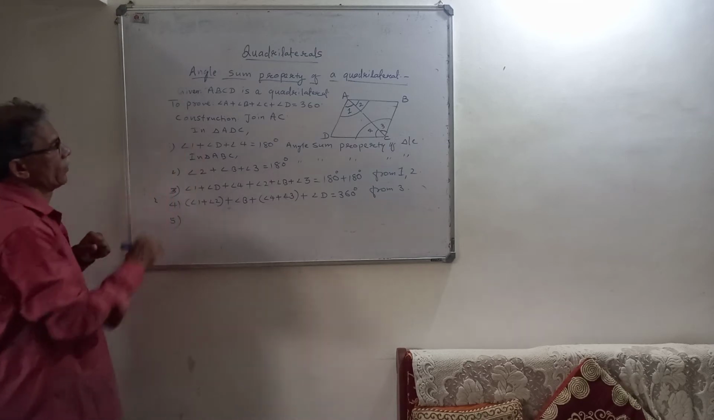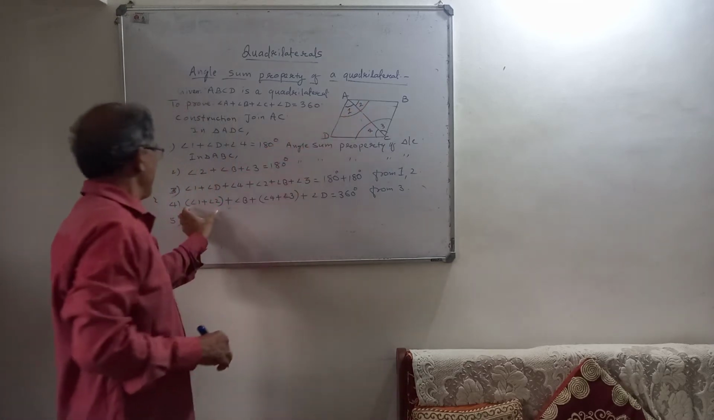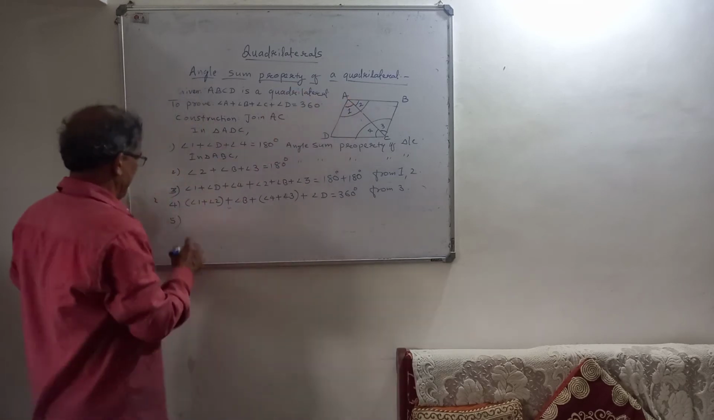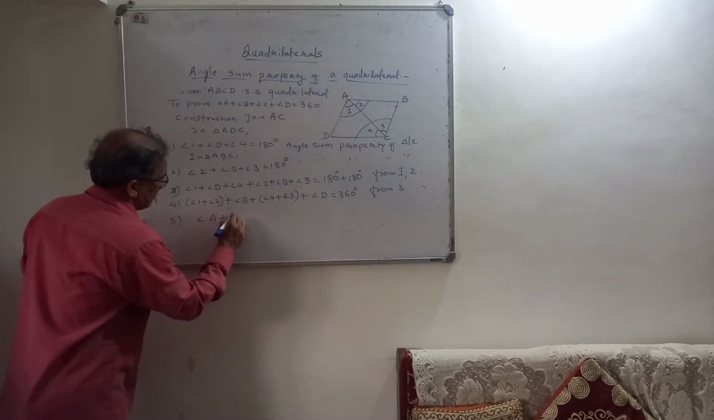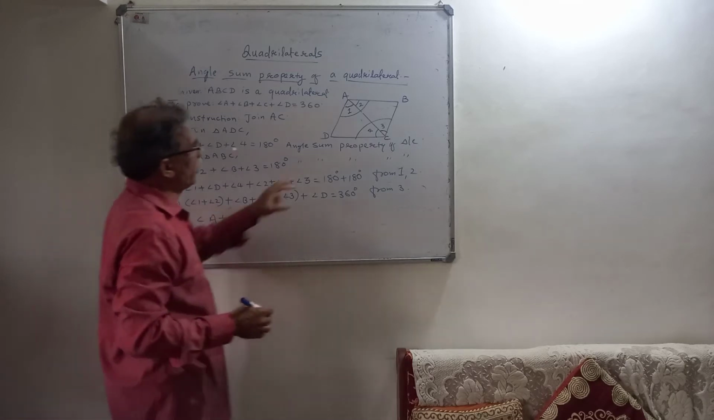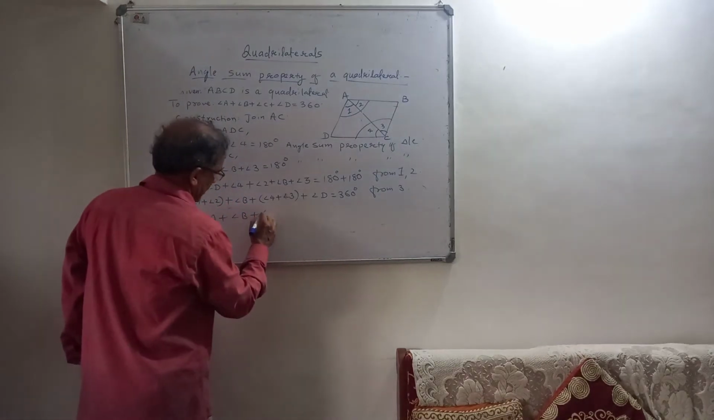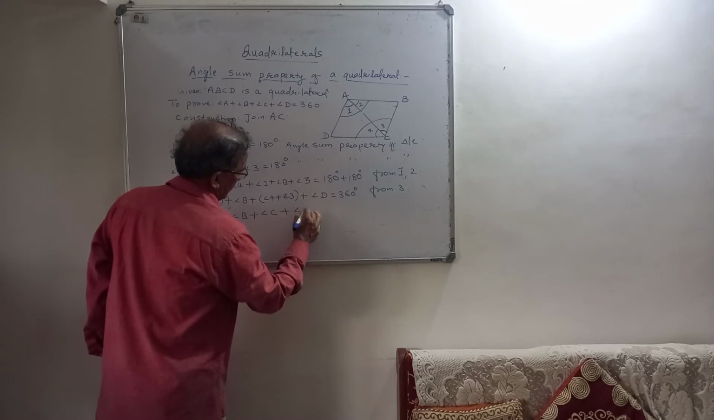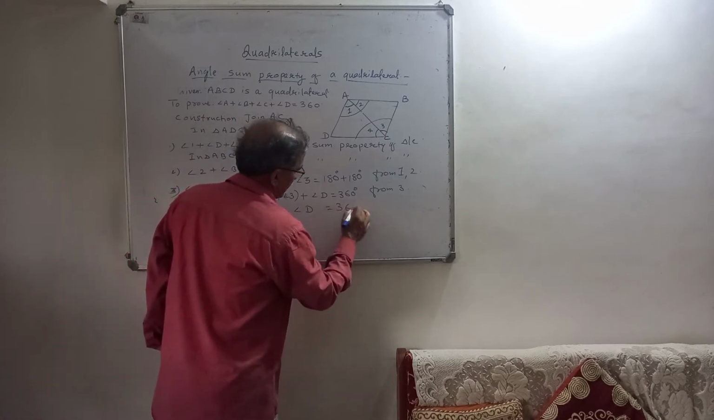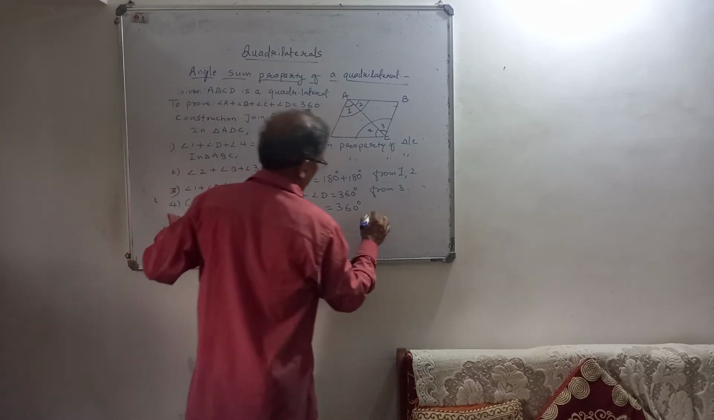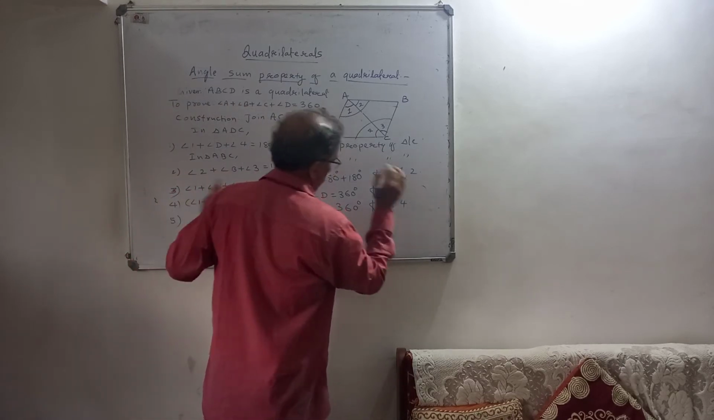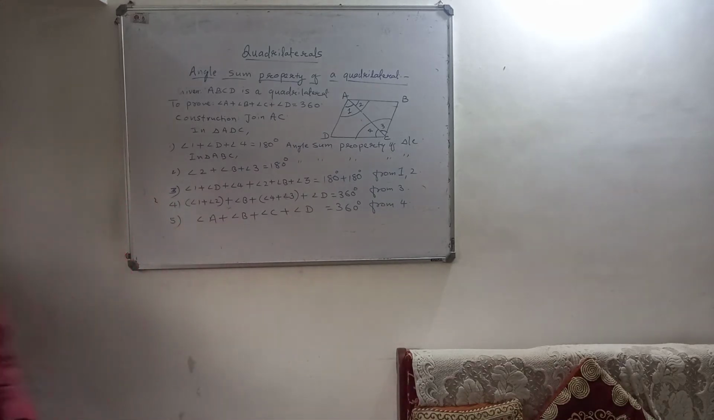Now you can go and see in the figure. This 1 plus 2 we have here, and 1 plus 2 means full angle A, and therefore angle A plus angle B, angle 4 plus 3, you get full angle C. So plus angle C and plus angle D is equal to 360 degrees. That is how the angle sum property of a quadrilateral is proved. That is, the sum of all 4 angles of a quadrilateral is 360 degrees.